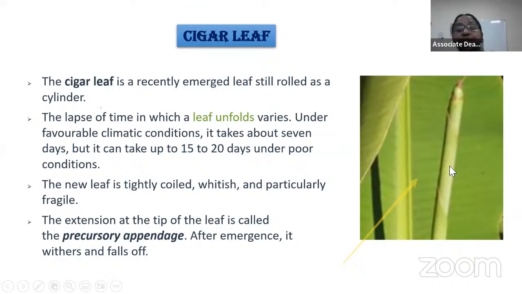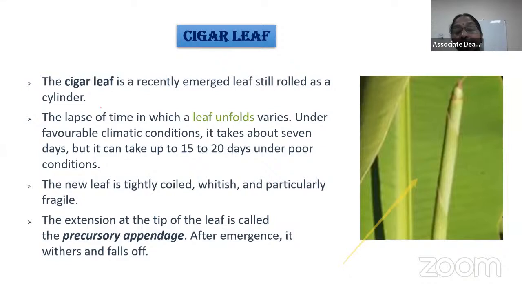Here you can see in the picture, this is known as the cigar leaf. The lapse of time in which a leaf unfolds varies depending upon the favorable climatic conditions. Suppose there are favorable conditions, it takes about 7 days, but generally under poor conditions, it takes about 15 to 20 days. And generally the new leaf is a tightly coiled one, whitish in color, and particularly fragile in nature, very delicate.